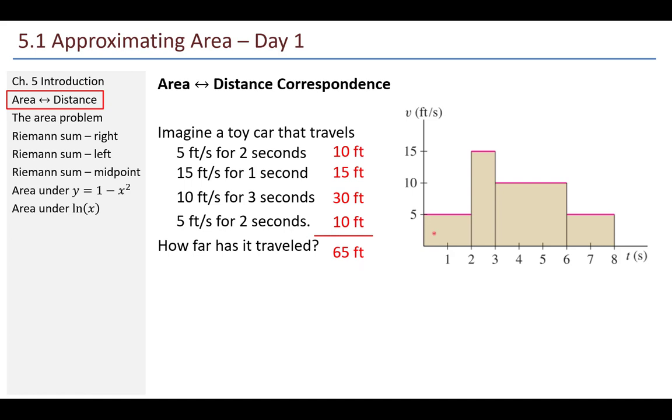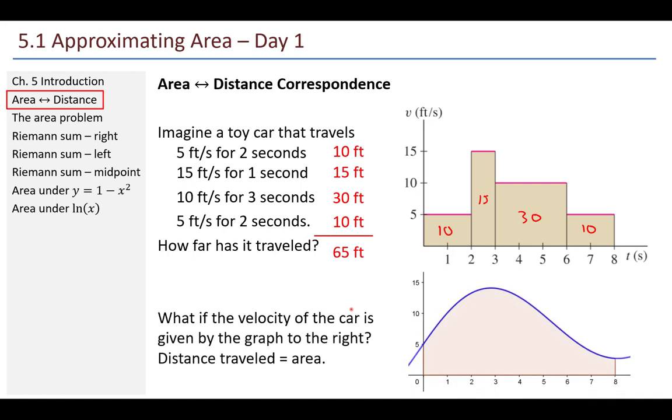But look at the graph. 5 feet per second for 2 seconds, that's really a y value times an x value. So 10 is the area of that rectangle. 15 feet per second for 1 second, I have a rectangle with height 15, width 1. The area of that rectangle is 15. The next rectangle has area 30. The last rectangle has area 10. The total area of these rectangles is 65. So it's the area under the graph that has given me the distance traveled.